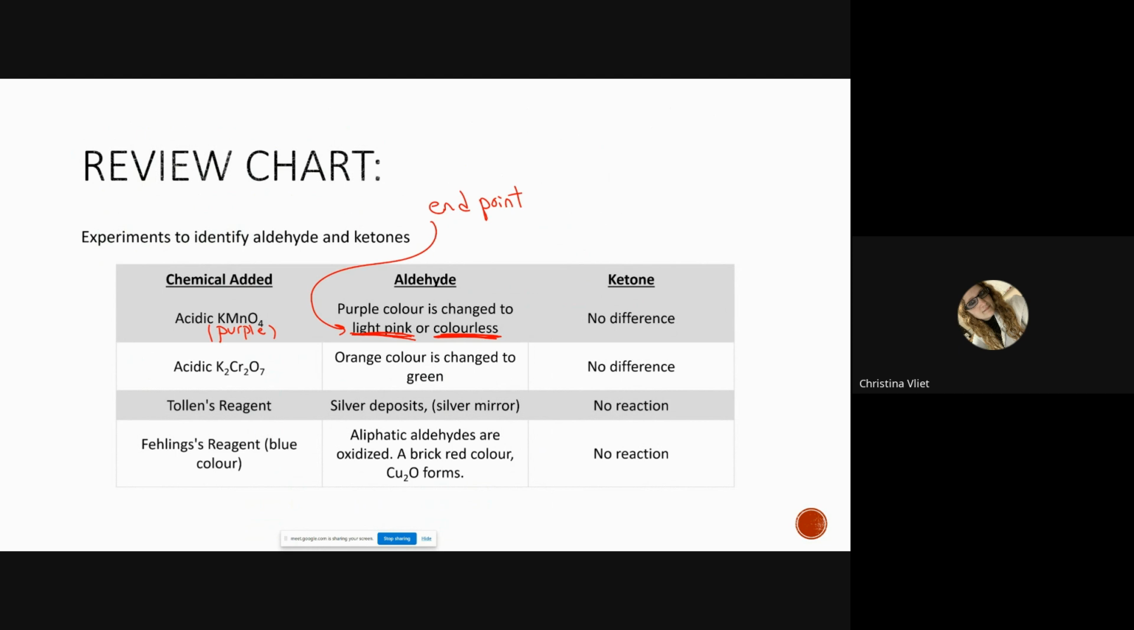Acidic K2Cr2O7. Aldehyde, orange turns to green. You think this is good stuff to maybe put on flashcards? Ketone does nothing. Orange stays orange. Tollens, you get a silver mirror, which means you get actual silver on your test tube. Ketone does nothing. You see there's kind of a pattern here. Fehling's, you get a brick red color; with ketone, no reaction.